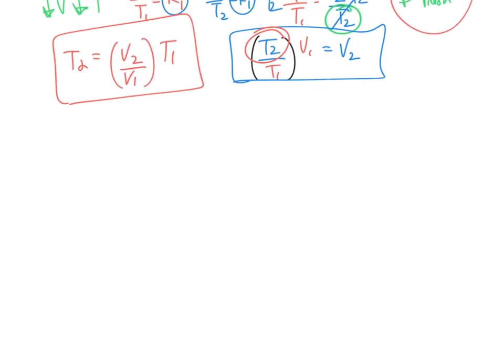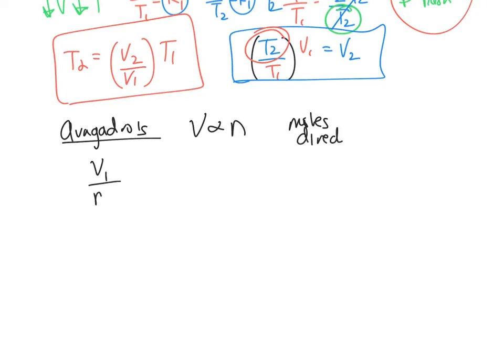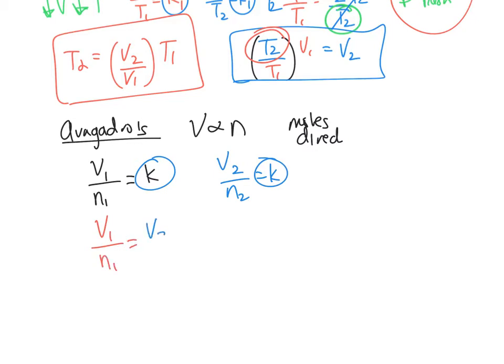The other one is Avogadro's law. Sometimes I call this avocado, right? Avogadro's law, and this is volume is directly proportional to the amount, the moles. So this is a direct proportion, which means V1 over N1 equals a constant, and then V2 over N2 equals a constant. If you set these constants equal to each other, you would have a new relationship: V1 over N1 equals V2 over N2.